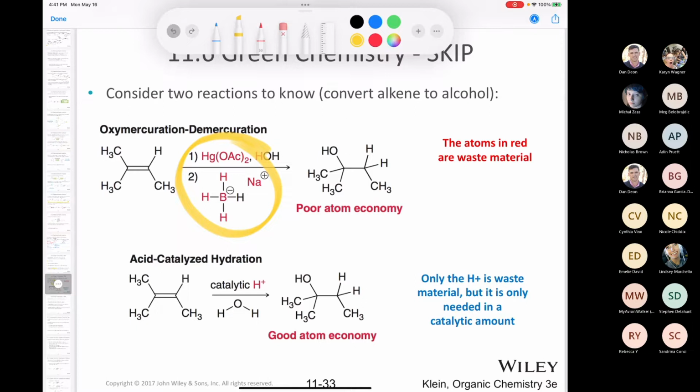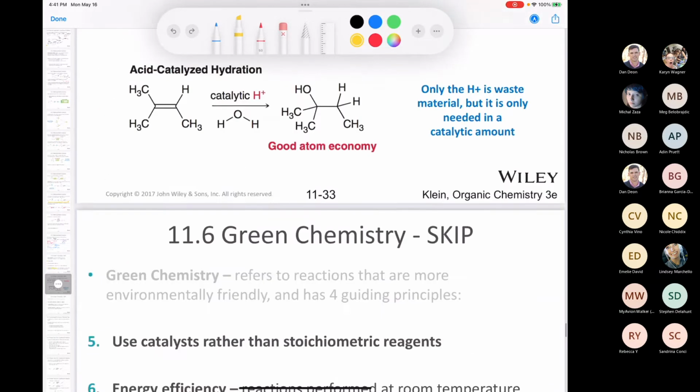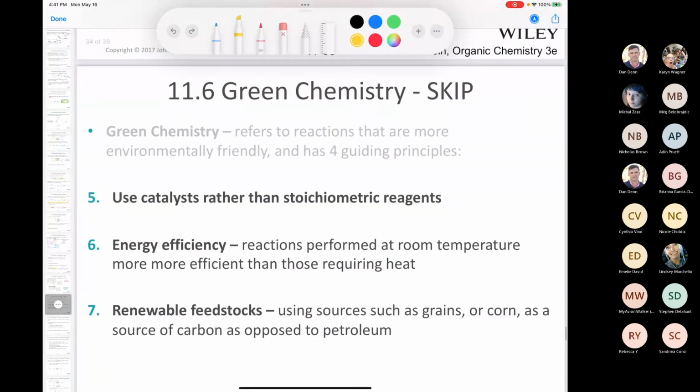Whereas if you look at catalytic addition of water using just some acid, then the only thing that ends up in the waste is the H+, but this is a catalyst anyway. So you don't even need a stoichiometric amount. You only need a catalytic amount. So much, much better for the environment. And so we say it has a better atom economy. Fewer atoms are wasted, ending up in rivers and lakes and streams, the atmosphere, places we don't want chemicals. And so we can always try to use catalysis when we can.